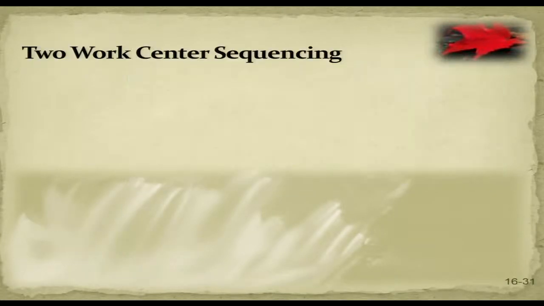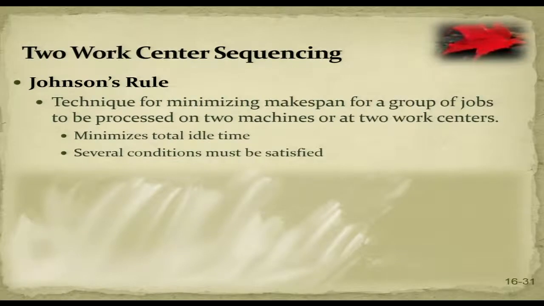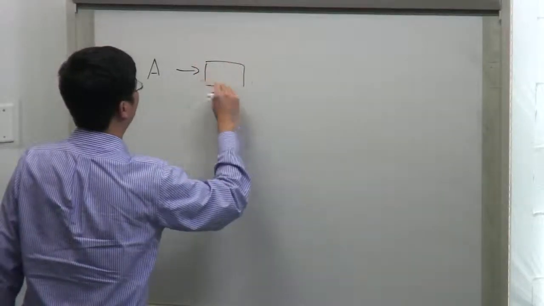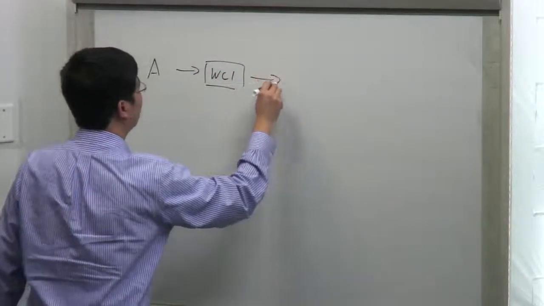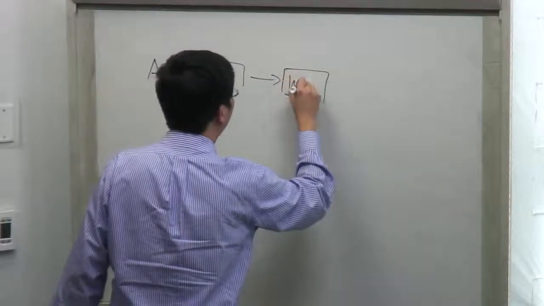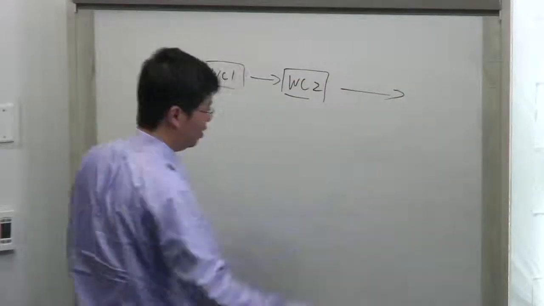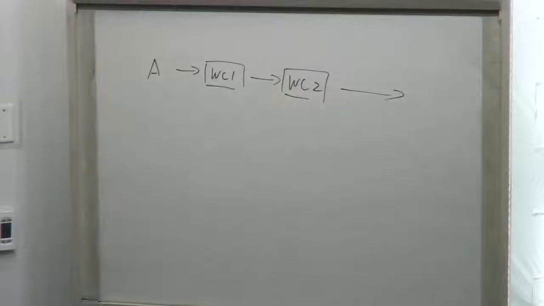But if it's more complex, we have 2 work centers, which means job A has to go to the first work center, WC1, and then the second work center, and finally go outside, finishing job A. In that situation, it makes our schedule more complex. After we study this situation, we know it can be easily extended to 3, 4, or more work centers. So basically, from 1 to 2 is a big step. That's what we will study in today's class.